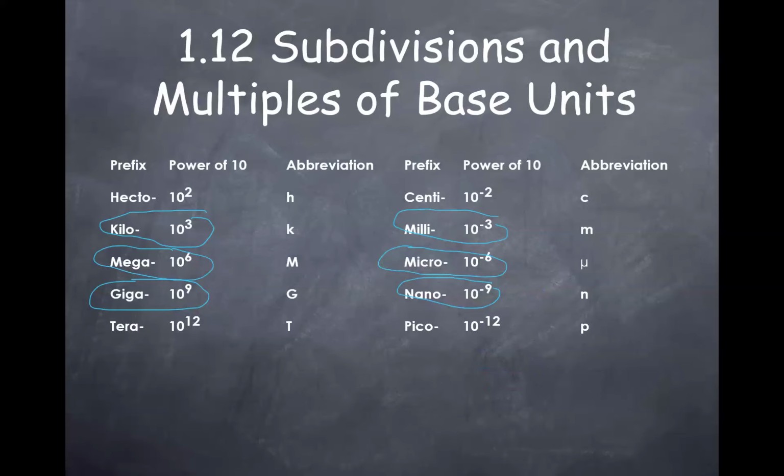Now, the main ones that we're going to be concentrating on are your kilo, which is 10 to the 3 power, which is 1,000. Opposite of it is the milli, which is 10 to the negative 3. You also have your mega, which is 10 to the 6. Opposite of it is 10 to the negative 6, which is your micro. 10 to the ninth is your giga, and opposite of that will be your nano, which is 10 to the negative 9.